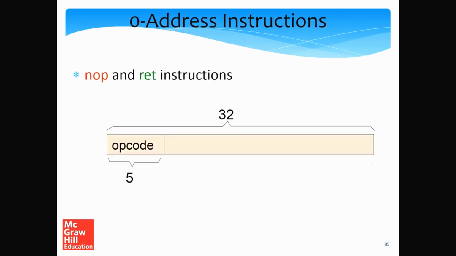So let's first look at the low-hanging fruits, which are the NOP and ret instructions. Since they don't take any arguments, their encoding is very simple. They will only have the 5-bit opcode, and the remaining 27 bits are useless, so they need not be used. All that we require is the 5-bit opcode, which is in the most significant position. These are our zero address instructions.